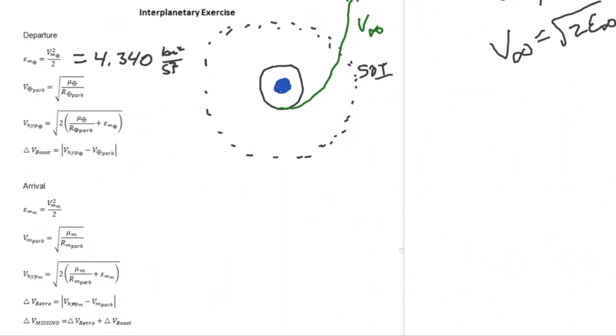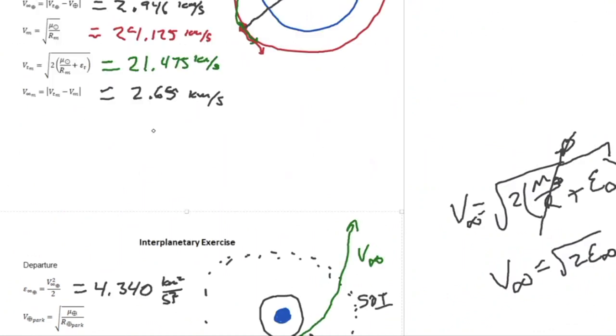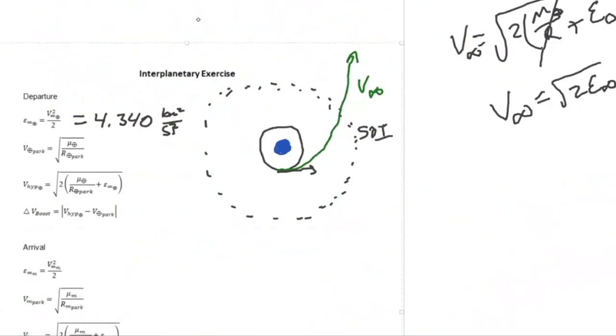Okay. Now, let's figure out what velocity we're currently in our parking orbit. So velocity in our parking orbit, we'll assume it's a circular orbit. And again, we said that our parking orbit was going to be at 7,000 kilometers from the center of Earth. So using now Earth's mu and that 7,000 kilometers, we find that our parking orbit velocity is going to be equal to 7.546 kilometers per second. Okay, so standard circular orbit in low Earth orbit.